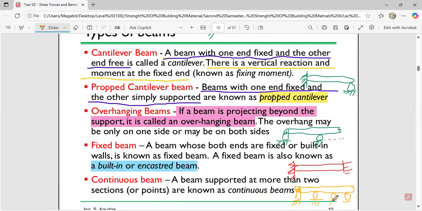And let's all remember we said the roller support has one reaction, the hinge support has two reactions, and the fixed support has three reactions, from lecture one.